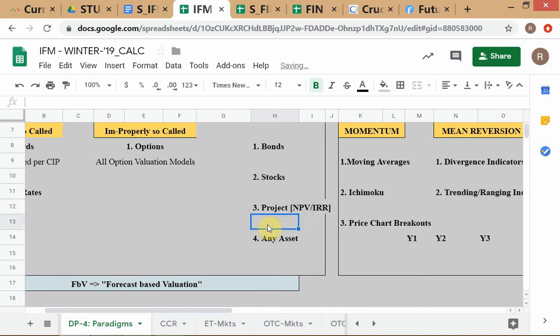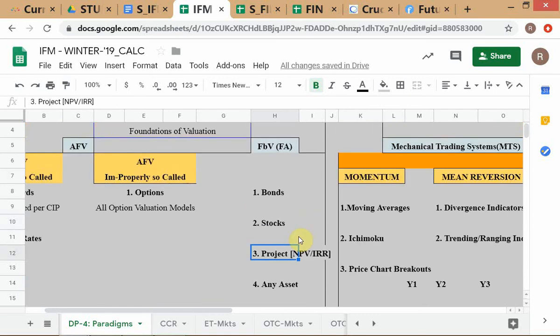All right. Okay, so project NPV, IRR, all these are fair value models. So always compare it with the price. Now, what was the discussion we were having? Yeah, okay, coming back, understand the context is basically that I'm concerned with solving the buy-sell problem. Should I buy this asset or sell this asset?